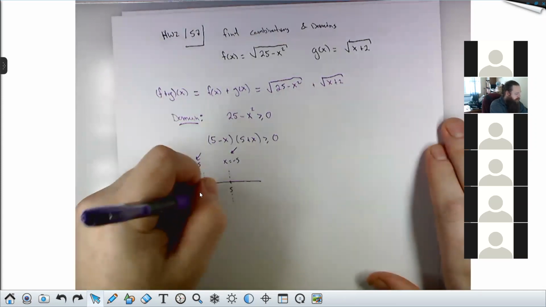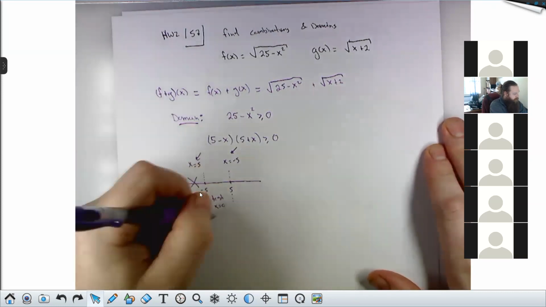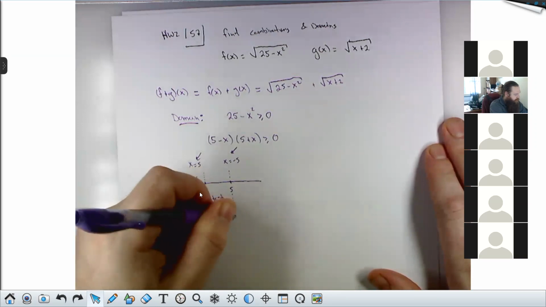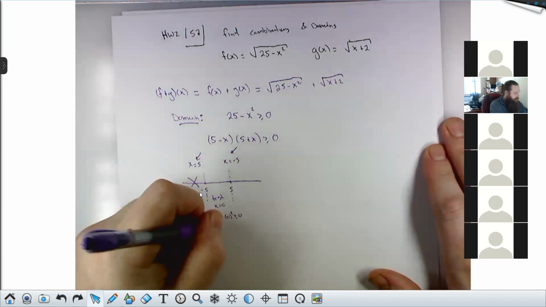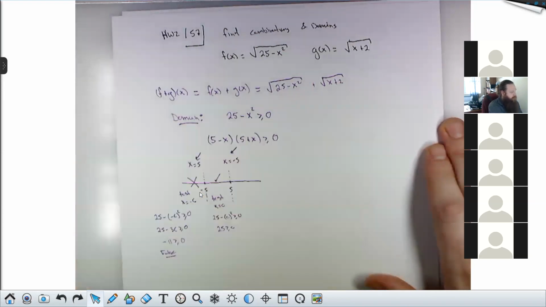In the middle region, I can test x equals 0. And there I'll have 25 minus 0 squared is greater than or equal to 0. 0 squared is 0, so this is 25 is greater than or equal to 0. That's a true statement. So this region is good.